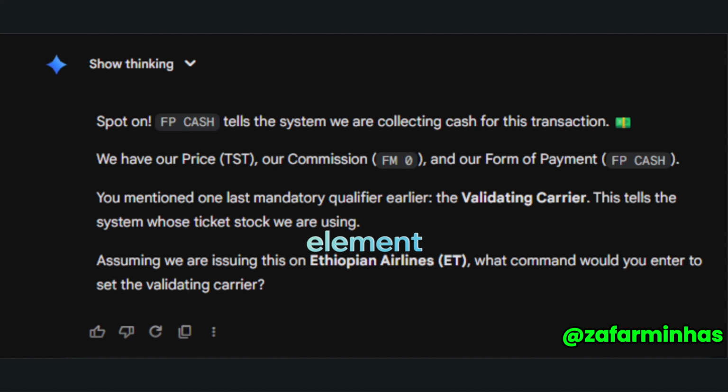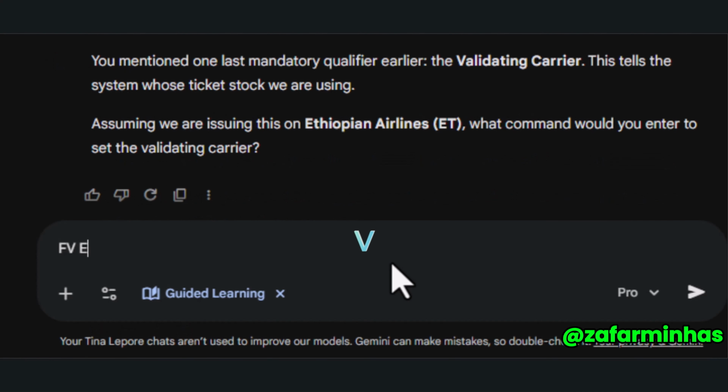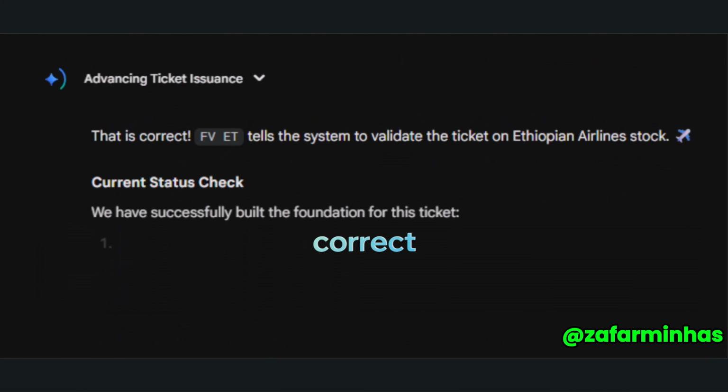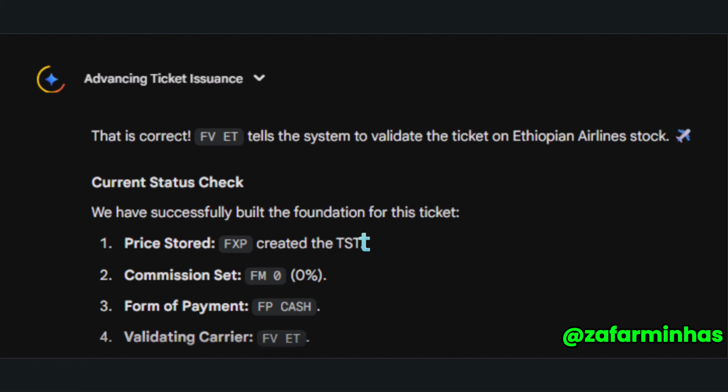The FV element is generally updated automatically within the PNR at the time of the FXP transaction. Assuming we are issuing this on Ethiopian Airlines, code ET, what command would you enter? Enter FVET. That is correct. FVET. This tells the system to validate the ticket on Ethiopian Airlines stock.